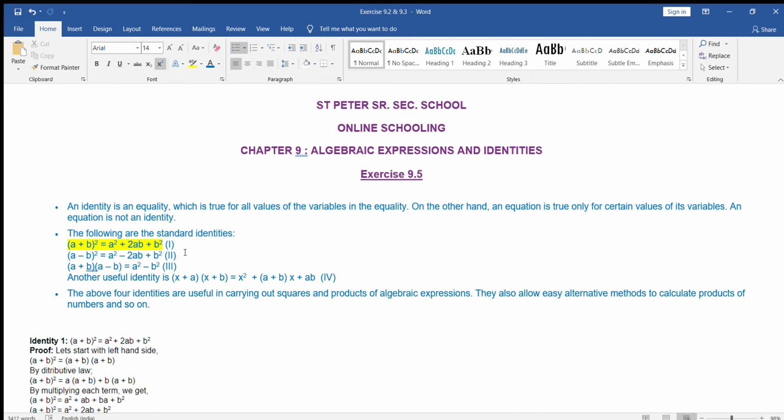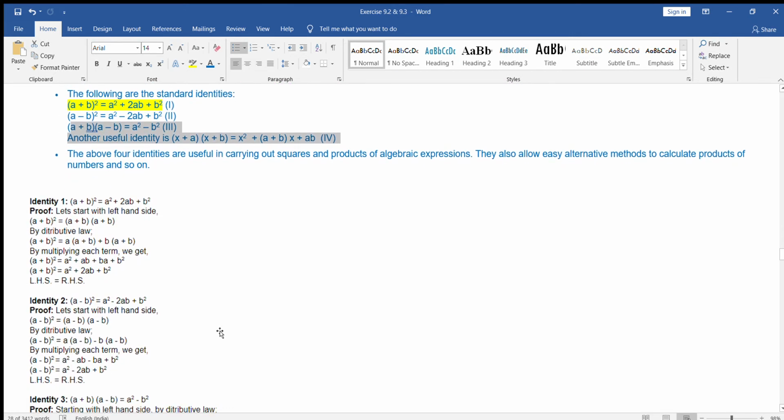We have three identities: (a plus b) whole square, (a minus b) whole square, and (a plus b)(a minus b). One more identity is (x plus a)(x plus b). Here there is a little change, whereas in (a plus b) whole square both terms are similar. First we will discuss their proof, then things are easier to understand. So just see the proof.